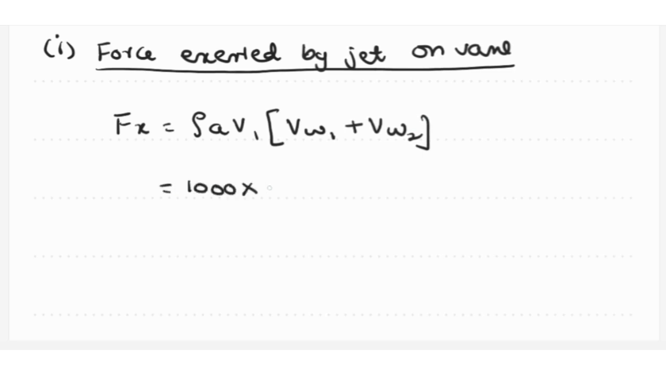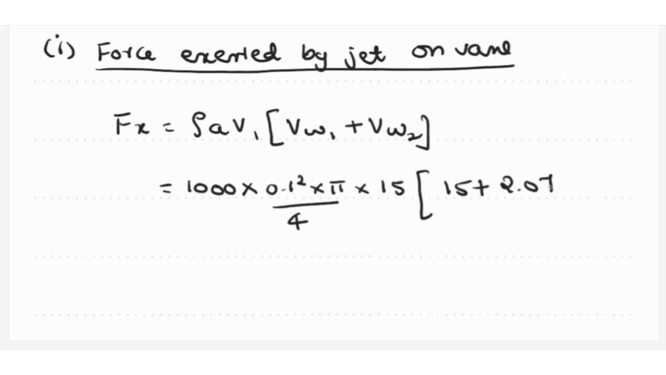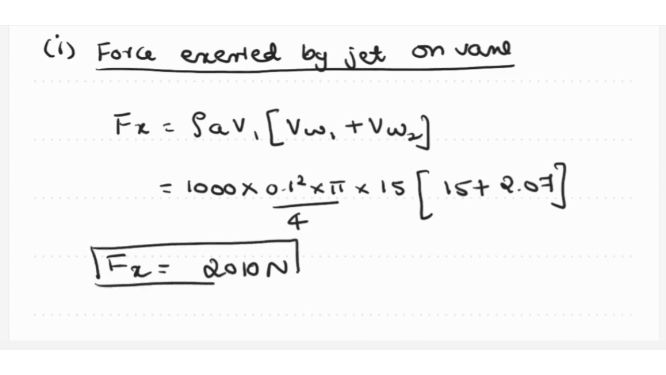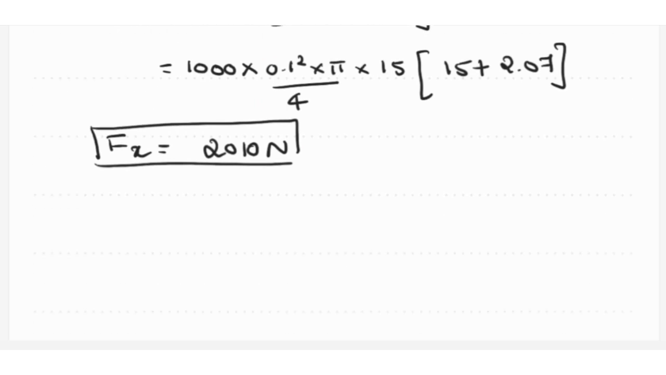So that is equal to 1000 into diameter is given as 100 mm, so that is 0.1 meter, 0.1 square into pi divided by 4, that will be area, into velocity of jet is 15. So VW1 that is equal to V1 is equal to 15 plus VW2 we got it as 2.07. So if you substitute and calculate, you will get Fx is equal to around 2010 Newton. That will be the Fx.